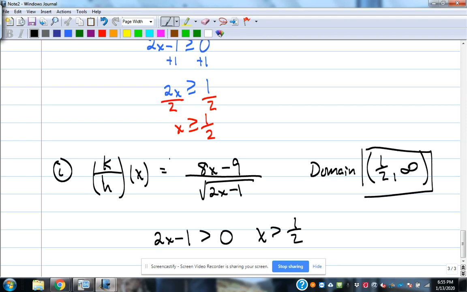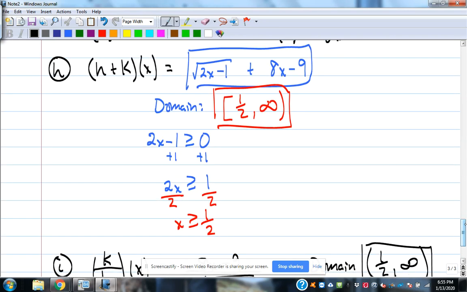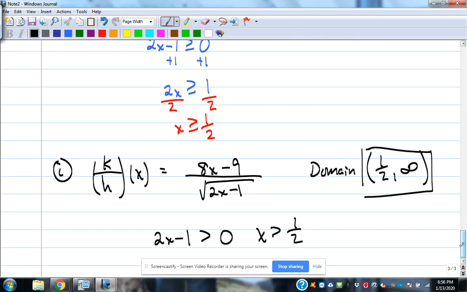Yes, ma'am. Why did we use greater than or equal to on the first one, but we're not using it here? Because the first one, the square root was not in the denominator. Here the equal to goes away because we cannot divide by 0. If we had included the 0, that would have been division by 0, and we can't do that. That's an undefined operation. Any other questions about operations or anything with the domains that we're doing here?